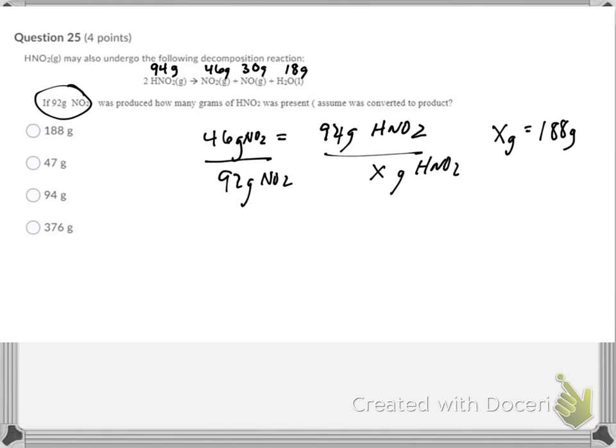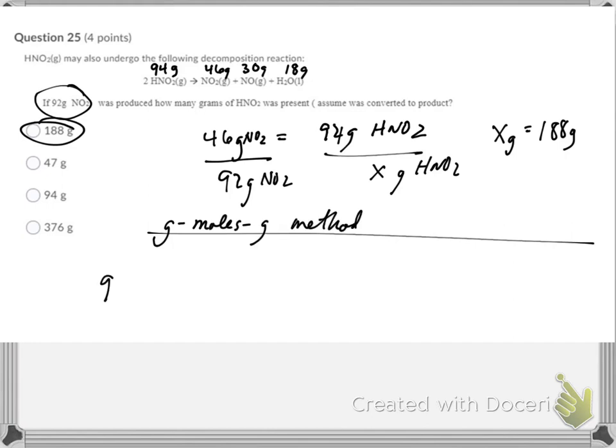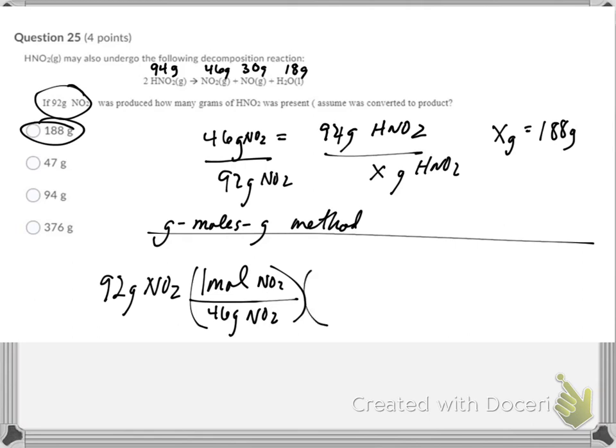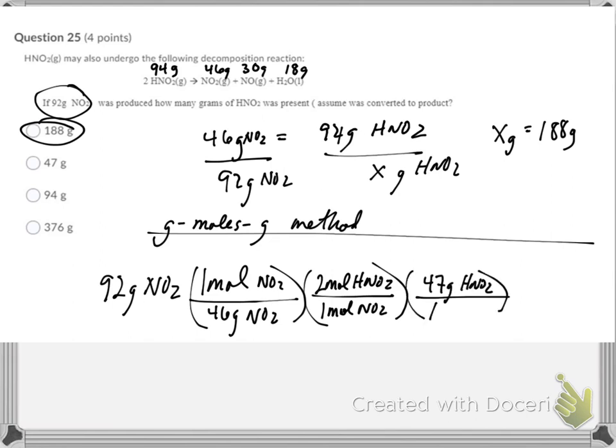Okay, so we can also do this in the grams to moles method. Again, just however you want to do it. So 92 grams of NO2. First convert to moles of NO2. Now link it to the product you're interested in. We're actually interested in a reactant, but we relate it by moles. So 2 moles of HNO2 for every 1 mole of NO2. Then we convert to grams of what we wanted, and we get 108 grams. So the same answer, just make sure you can obtain it, whichever method you use.